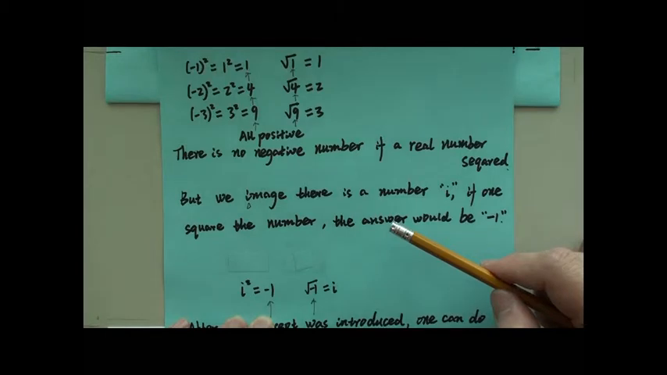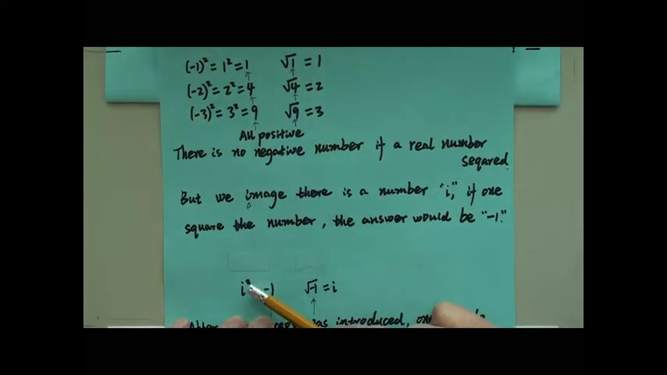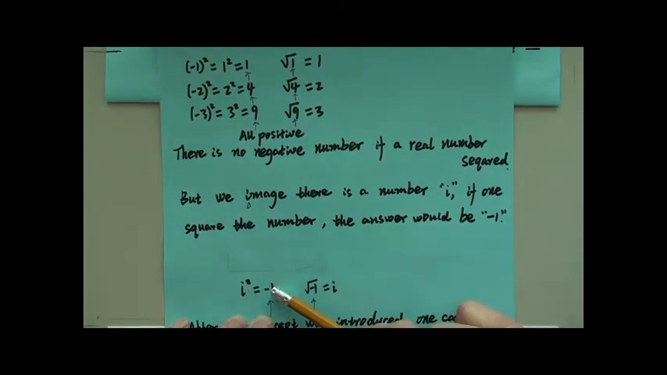Now, i squared is negative 1, and then radical negative 1 is i. Remember that. That's important.